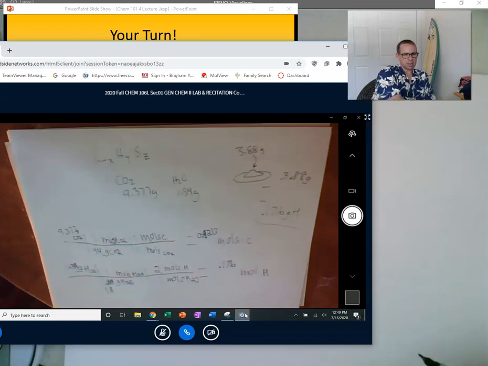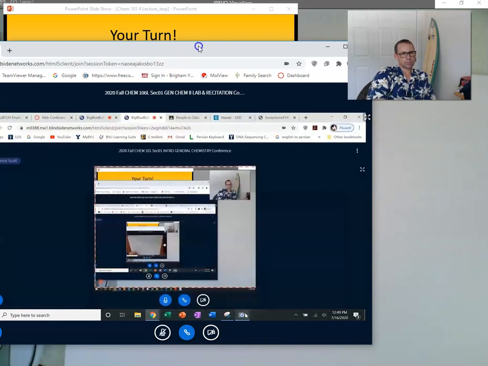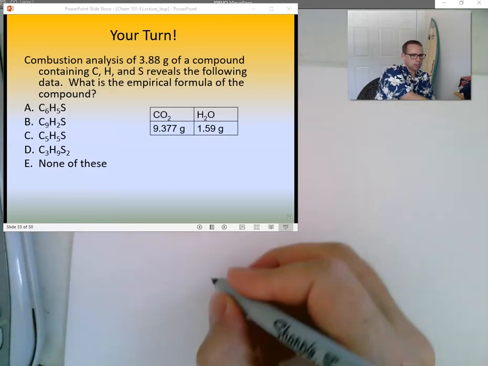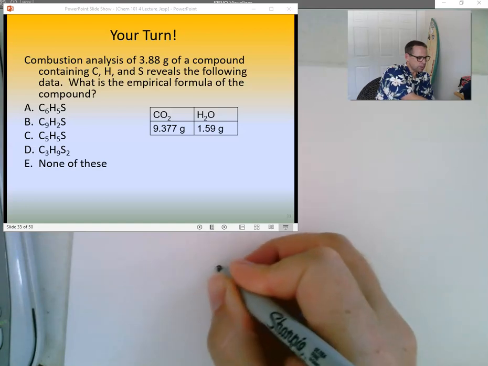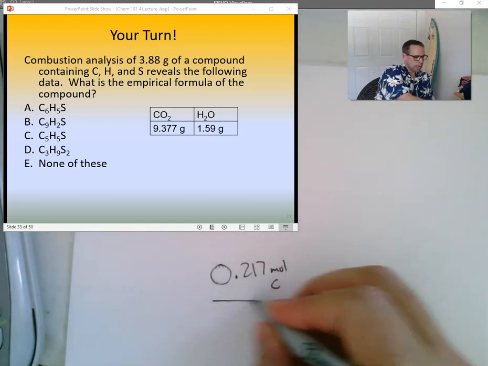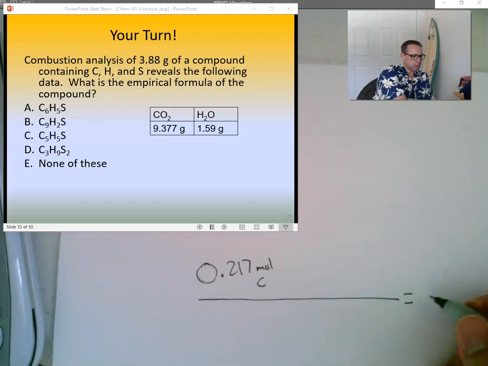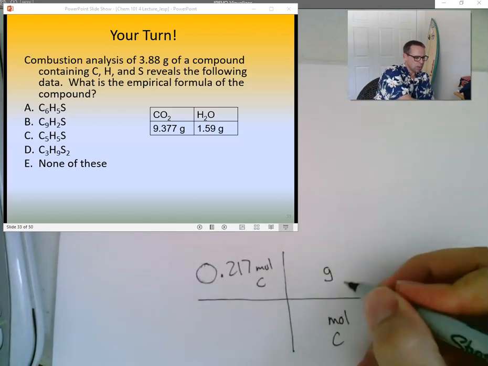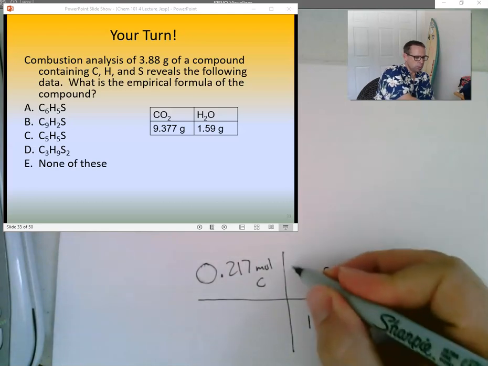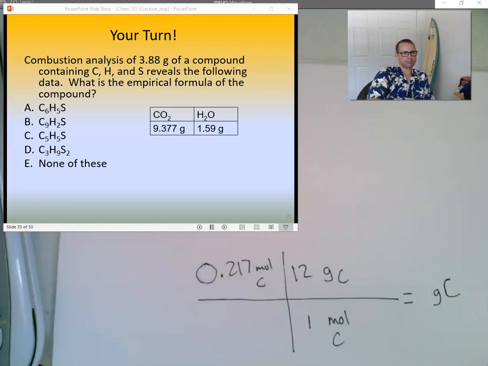Why don't you go back to my screen real quick. So you got 0.213 moles of carbon. And we're trying to think, do we divide it by 12 or multiply by 12? Well, if you put grams of carbon here, then you see what has to happen. Moles of carbon, grams of carbon. 1 mole is 12 grams. So I see that I need to multiply it, right?